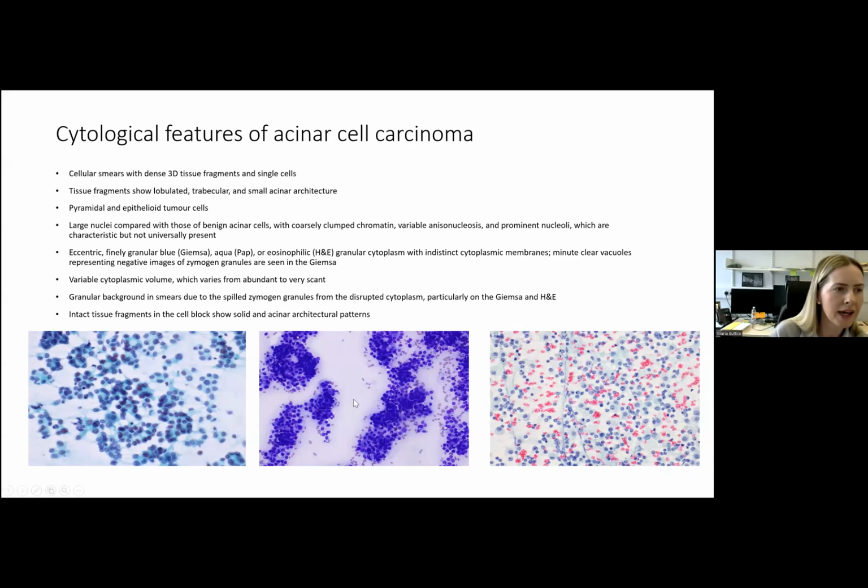We can see that we have cellular smears, they are highly cohesive, and they display a lot more nuclear atypia than the normal acinar cells, with prominent nucleoli, variation in nuclear size, and there can actually be a granular background. These again will often be seen on imaging.